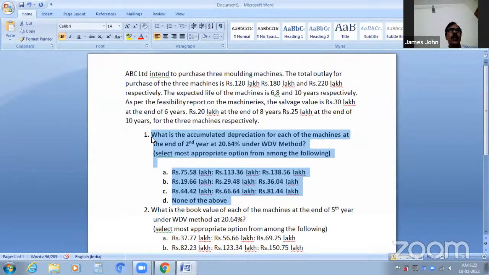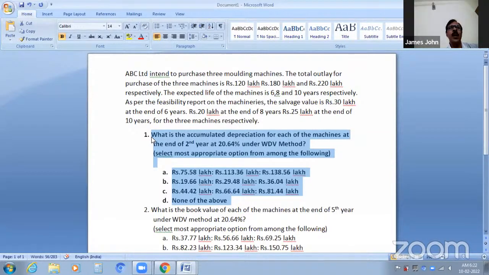Now look at the third question. What is the book value? Sir, in this question, what we are getting is the book value only, no, sir? 138. You are getting the book value. In this question, it is asked for accumulated depreciation. So we have to subtract it from 220. You have to subtract the answer which you are getting from the original cost. Then the answer will be C, sir. In this question, the answer will be C.